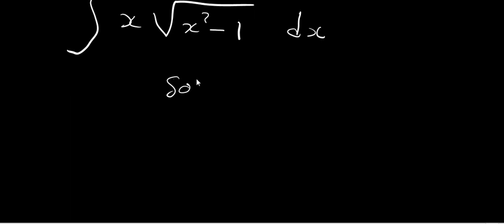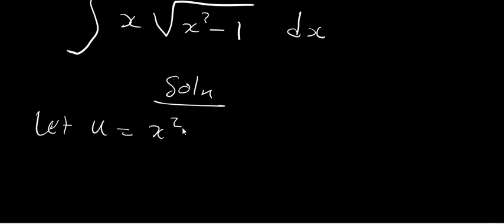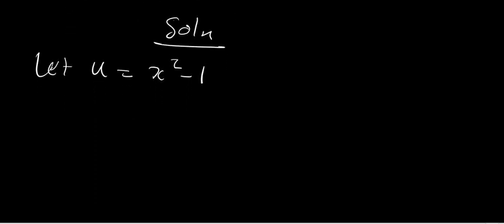So, solution. The only way, if we were able to get rid of this x, is by getting that and we find du/dx. So we can say let u be equal to x squared minus what? 1. Let u be equal to x squared minus 1. Then from there you can find du/dx is simply equal to what?